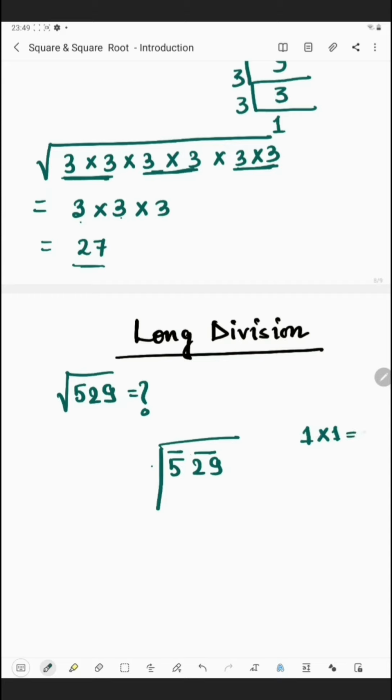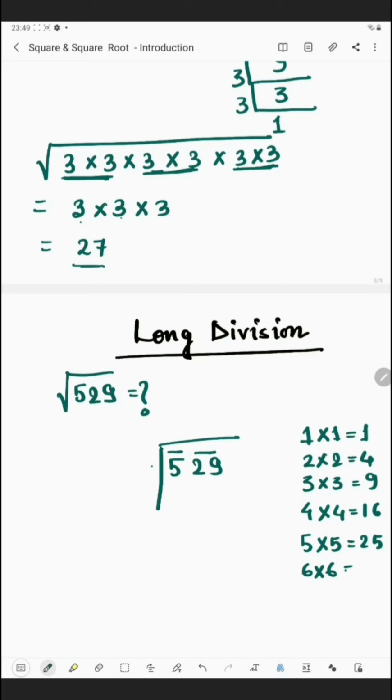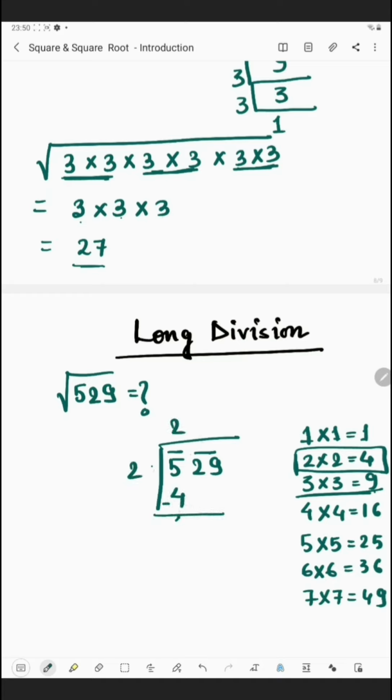So 1 multiplied by 1 is 1, 2 multiplied by 2 is 4, 3 multiplied by 3 is 9. In this way we will have to take the square number. 4 multiplied by 4 is 16. 5 multiplied by 5 is 25. 6 multiplied by 6 is 36. 7 multiplied by 7 is 49. Now see, here we have 5. So 3 3s are 9. This we cannot take because 9 is greater than 5. So we will have to take 2 2s are 4. So 5 minus 4 is 1.